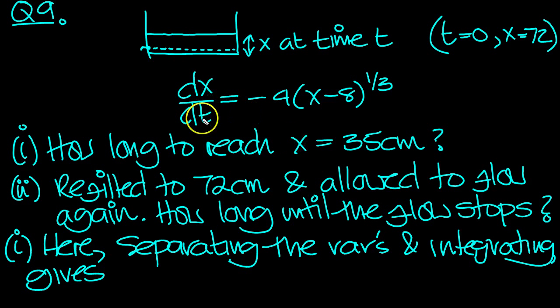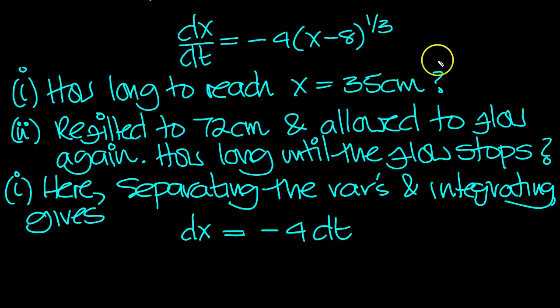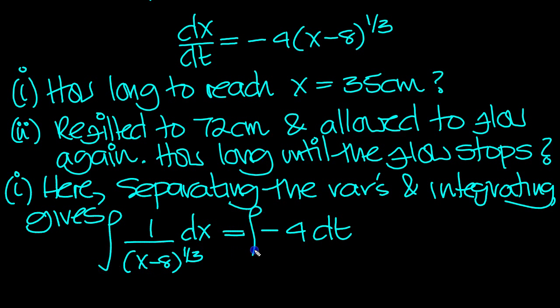So move the dt up to there and leave the dx as is, and then move the dt up, and we'll leave the minus 4 there. We're going to move the other term from times down to divide, so it will be 1 over x minus 8 to the power of a third. That's the variables separated.